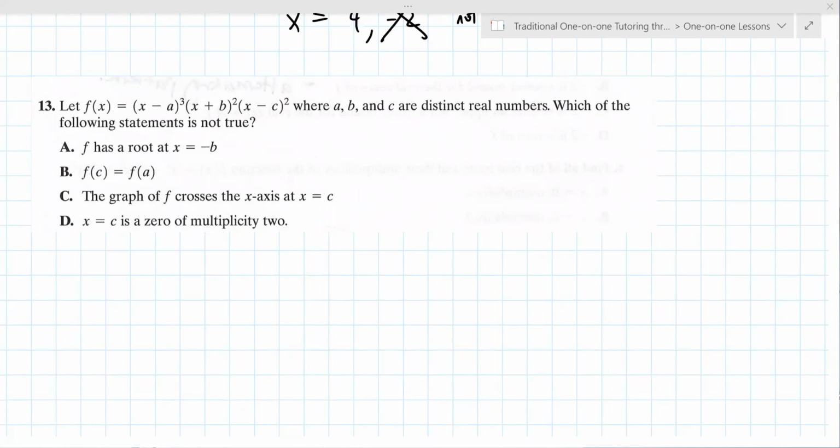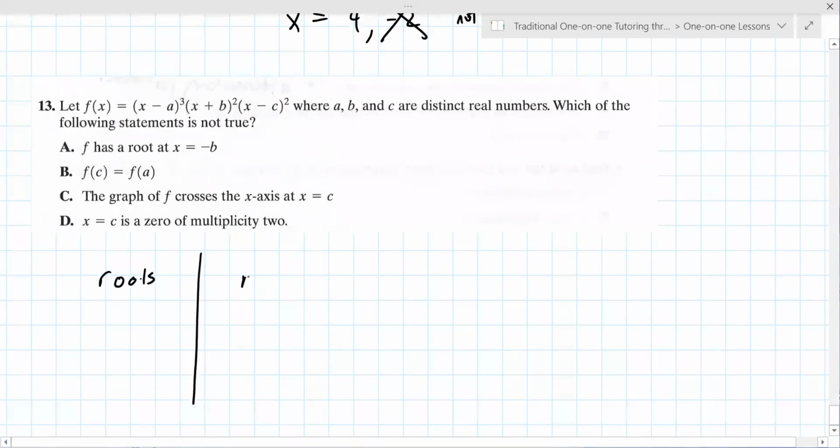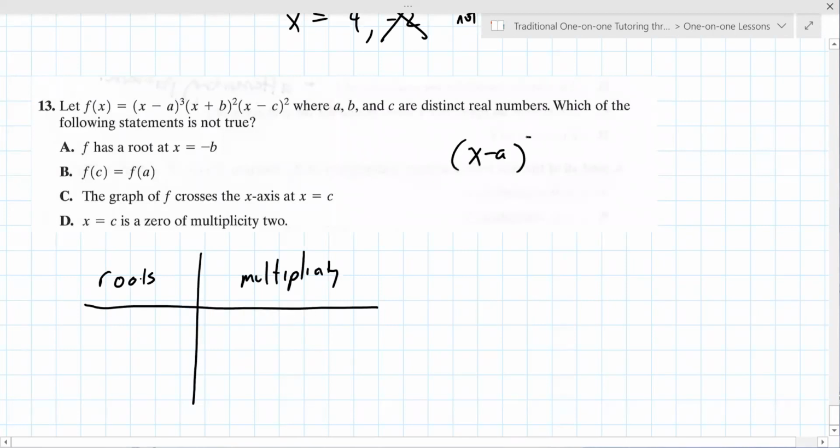That's so funny. All right, so this has roots and a multiplicity. The first root is when x minus a cubed is equal to 0, and it's when x equals a. So there's a root at x equals a. What is its multiplicity? 3. Since it's odd, we know that it crosses.